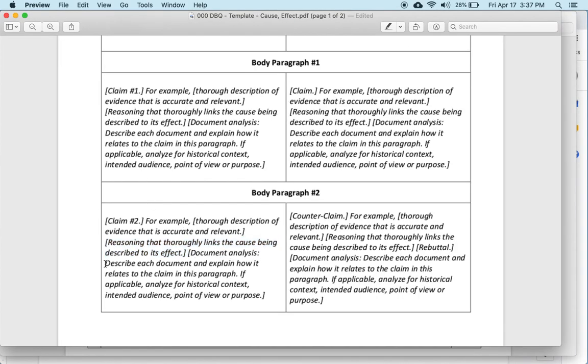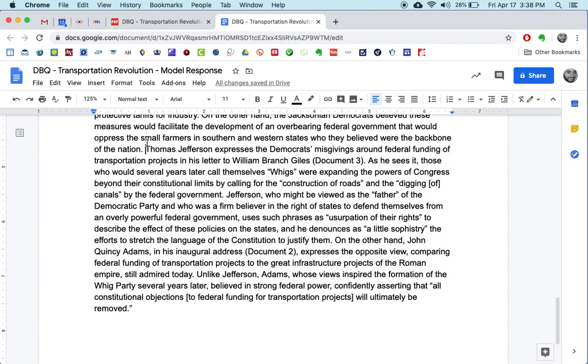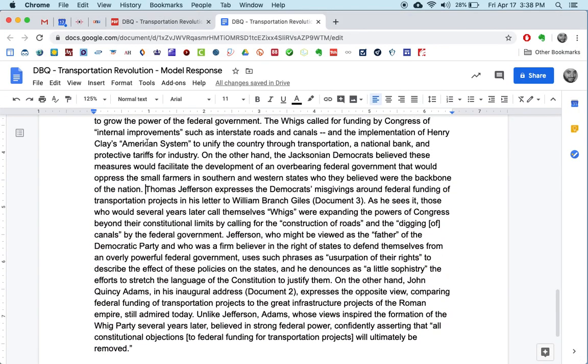for each document, describe it and explain how it relates to the claim in this paragraph. My claim is that the transportation revolution caused disunity politically. 2 documents actually reflect that, and I use those 2 documents here.